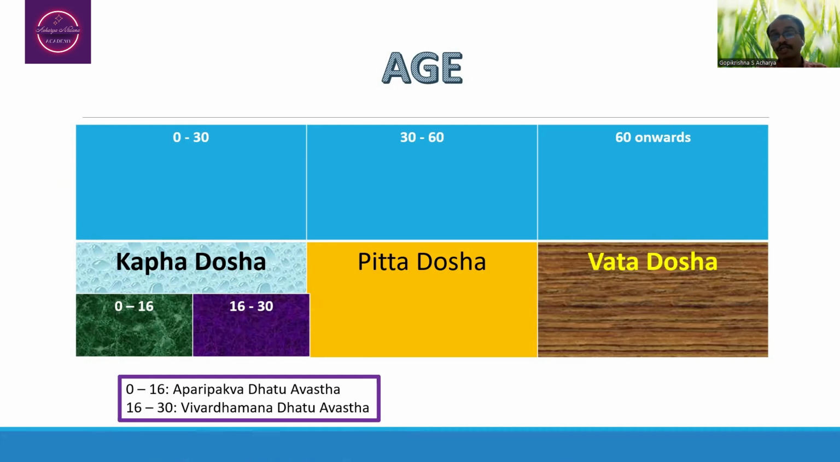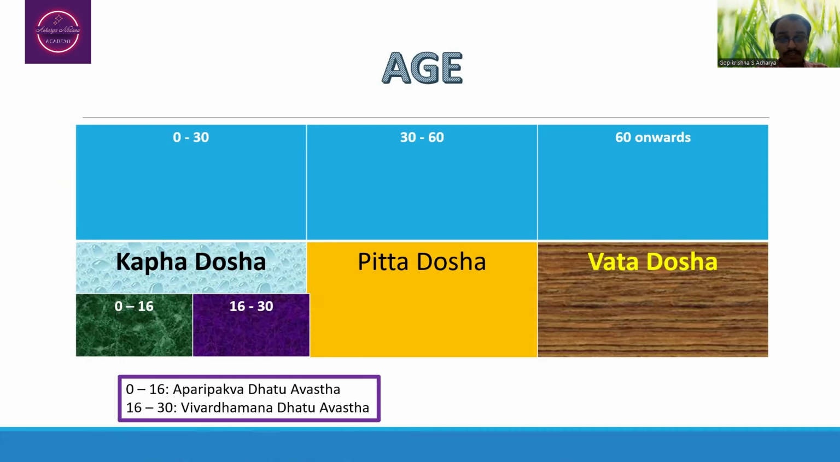For example, it is mentioned in Charaka Samhita that 0 to 30 years will have Kapha dosha dominance, whereas 30 to 60 years may have Pitta dosha dominance, and from 60 onwards there may be a possibility of Vata dosha dominance.